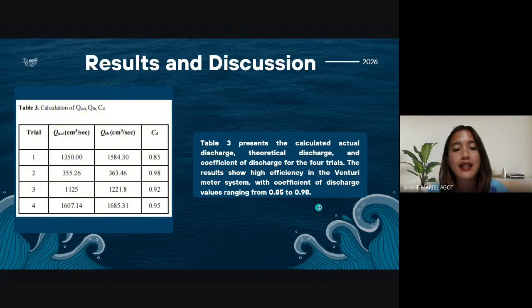The calculated CD values range from 0.85 to 0.98, indicating that the venturimeter operates with relatively high efficiency throughout the experiment. Among the trials, Trial 2 produced the highest coefficient of discharge at 0.98, which suggests that the system experienced very small energy losses under those flow conditions. On the other hand, Trial 1 had the lowest coefficient of discharge at 0.85, indicating relatively higher losses caused by friction or turbulence within the system.